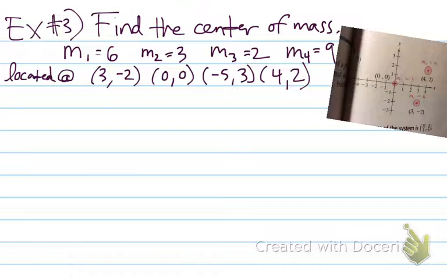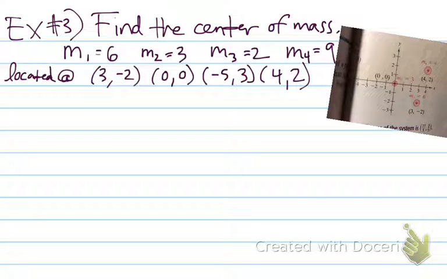Alright, so here's the next example. It says find the center of mass. Here are the different masses, 6, 3, 2, and 9, and they're located at these 4 different points. I took a picture of it as well. I know it's kind of hard to see, but there's also a point over here in the corner at (-5, 3). That one's the mass of 2. So the center of mass should be a coordinate.